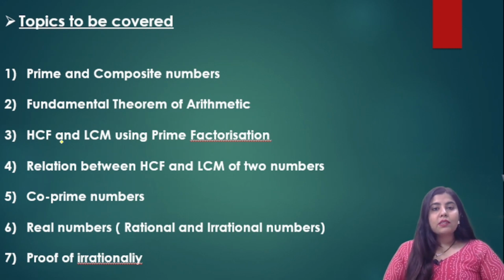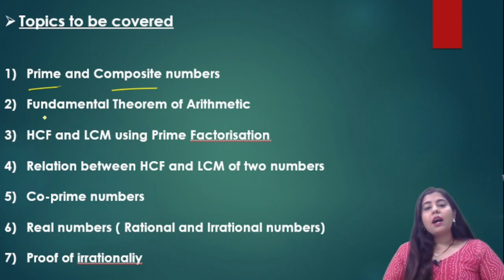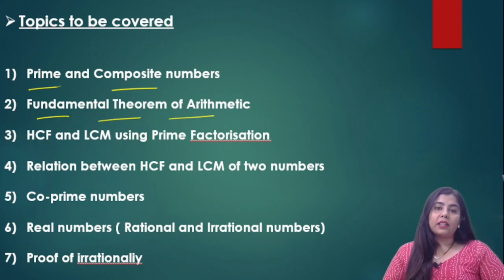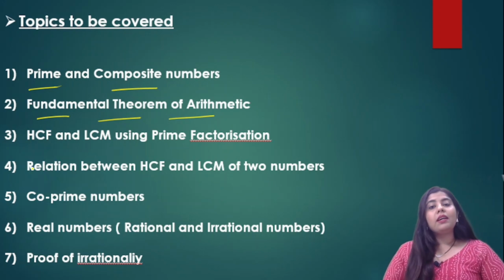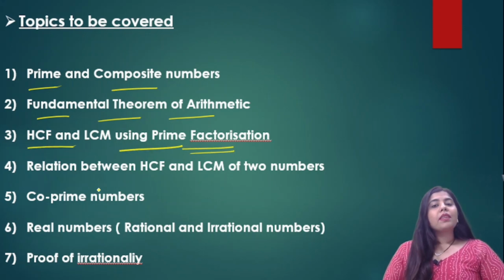First topic is, we will just recall what are prime and composite numbers. After that, we will learn about what is the fundamental theorem of arithmetic. There is a theorem of arithmetic that is called as fundamental theorem of arithmetic. We will learn about that. Then we will discuss the HCF and LCM using the prime factorization method. Then we will discuss what is the relation of HCF and LCM of two numbers.